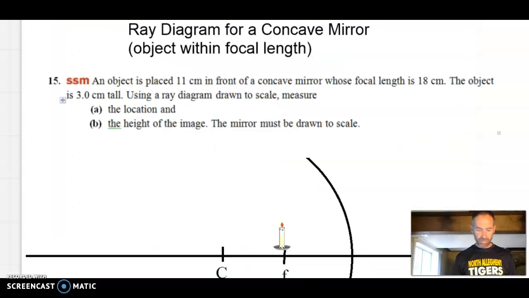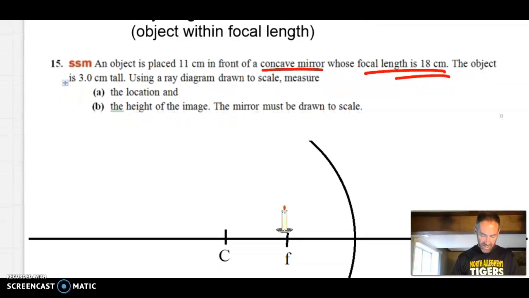So take a look at this example, our first example today. It says we have an object that's placed 11 centimeters in front of a now concave mirror this time, whose focal length is 18 centimeters. Now, one thing right off the bat about a concave mirror, some people would call a concave mirror a positive mirror as opposed to a convex mirror, which they would call a negative mirror. Positive mirror because the focal point is in front of the mirror. Remember we said that things that are in front of the mirror are positive things and things that are measured behind the mirror are negative things.